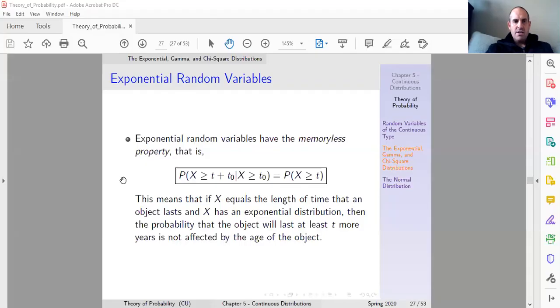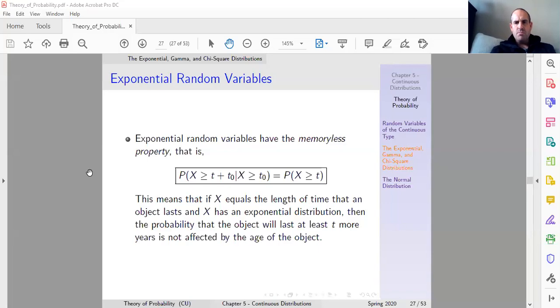Hi, y'all. All right, let's talk about the gamma distribution a little bit and the gamma function in particular. But before we do that, I wanted to talk a little bit about the so-called memoryless property of the exponential distribution.